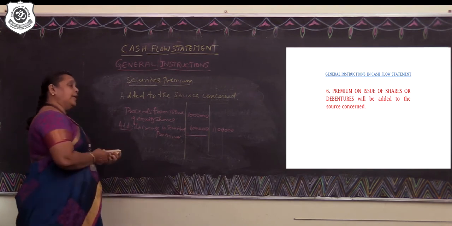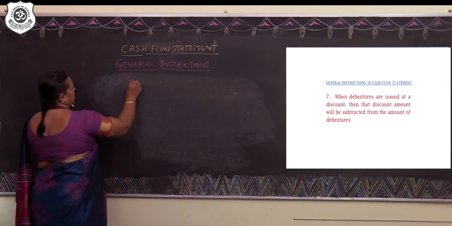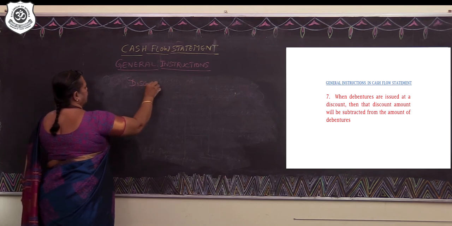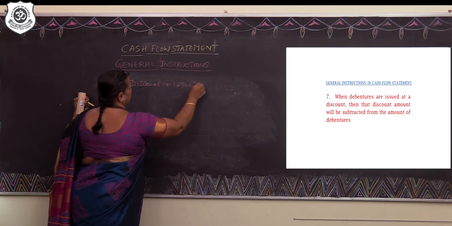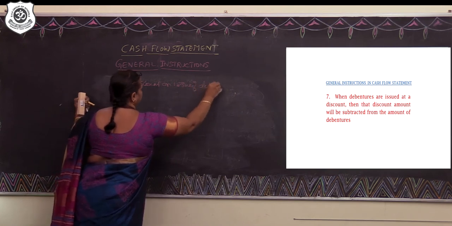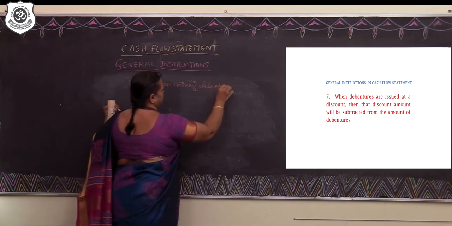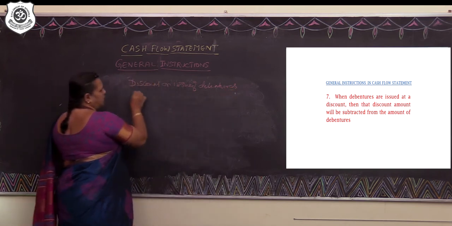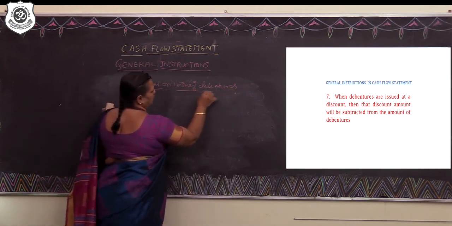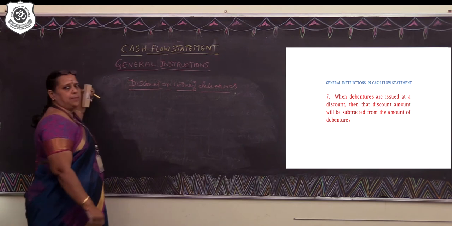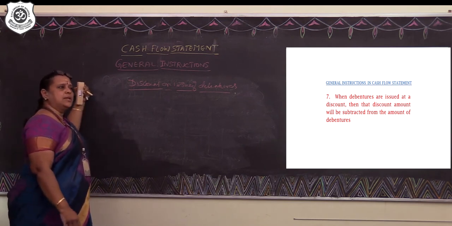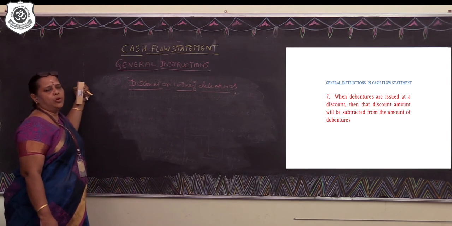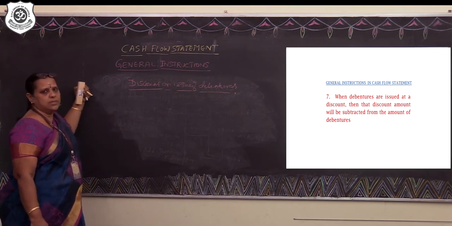Now, going to the next one, which is discount on issue of debentures. Please remember, shares cannot be issued at a discount, but debentures can be issued at a discount. So, when shares are issued at a premium, that amount of premium is added to the source concerned.